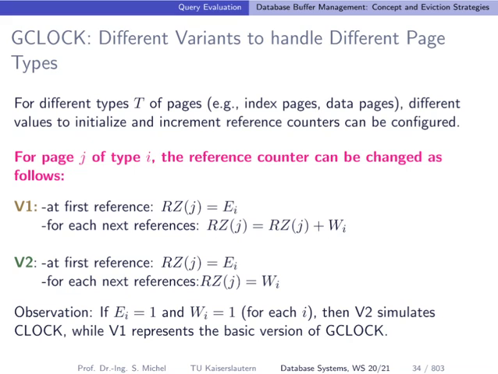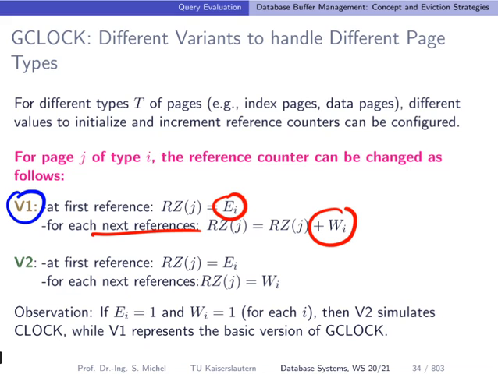If you look at this a bit more formally, there are 2 different variations that we can think of. One is called version 1 and the other is version 2, obviously. They work as follows. With v1, if it's a first reference, so the page is loaded into the buffer, we initialize the counter with a certain constant. And for every new access to the page while it is still in the buffer, we add another constant w.